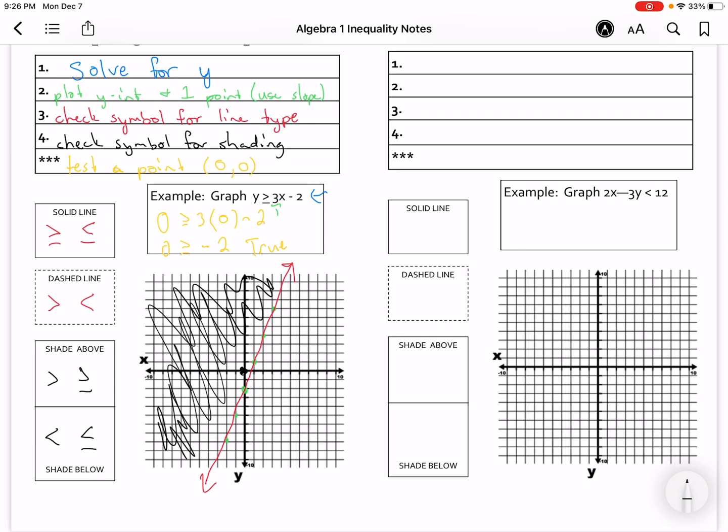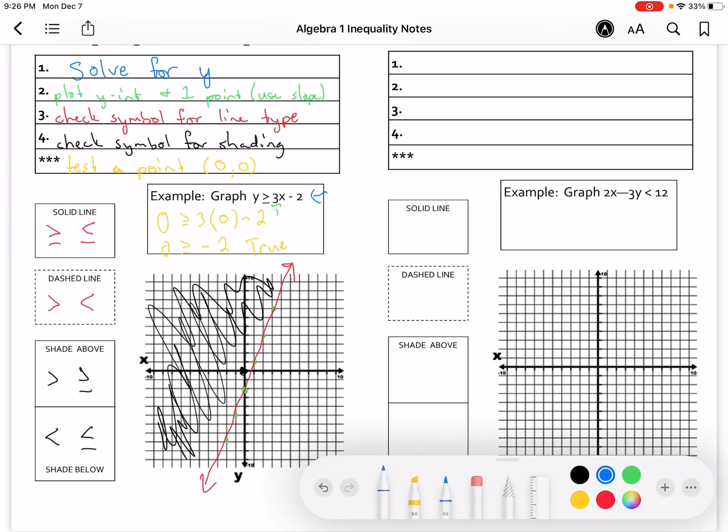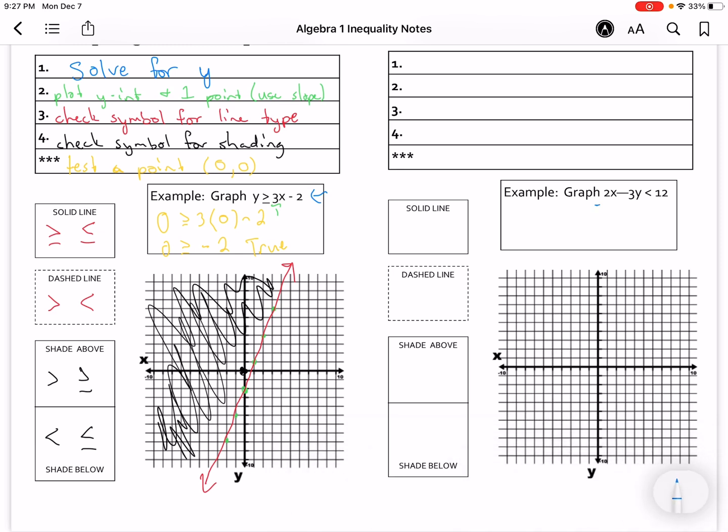All right, now we're going to move on to the second equation. Again, the steps are going to stay the same, so I'm not going to redo all that, but we have an issue here. We don't have an inequality that has y alone. So what I'm going to do is subtract 2x from both sides. On the left, my 2x cancels out, so I'm left with negative 3y is less than 12 minus 2x.